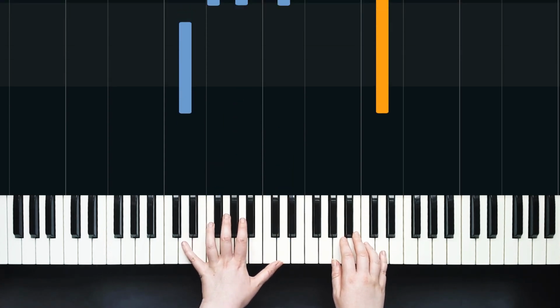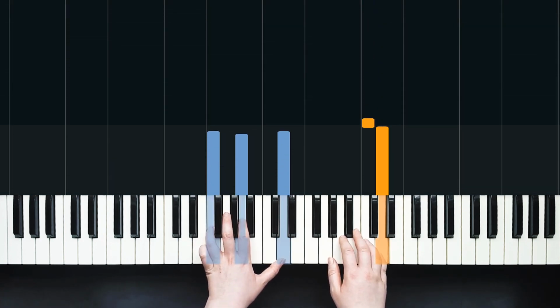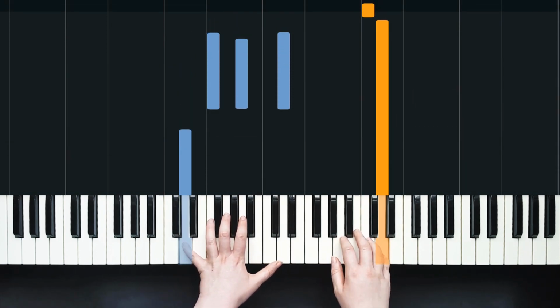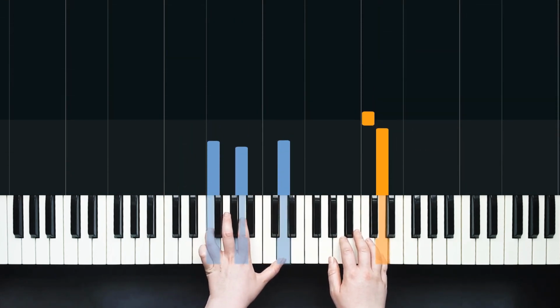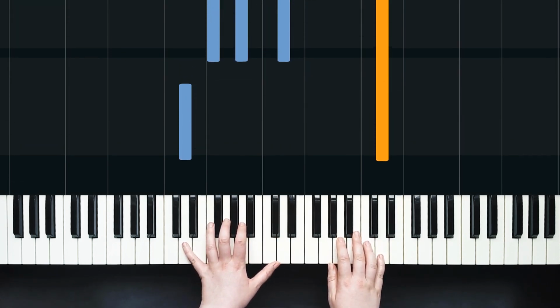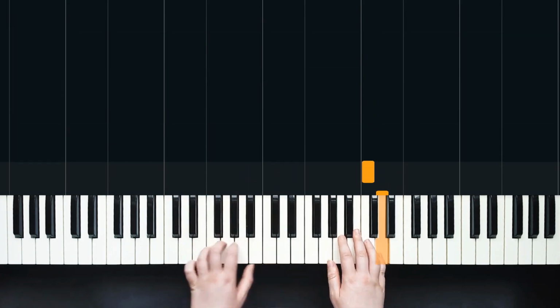And this is how it fits together. We start with the D together. 1, 2, 3, 1, 2, 3. Okay, and that's the first bit. 1, 2, 3, 1, 2, 3. Okay, should we just practice that again? 1, 2, 3, 1, 2, 3.